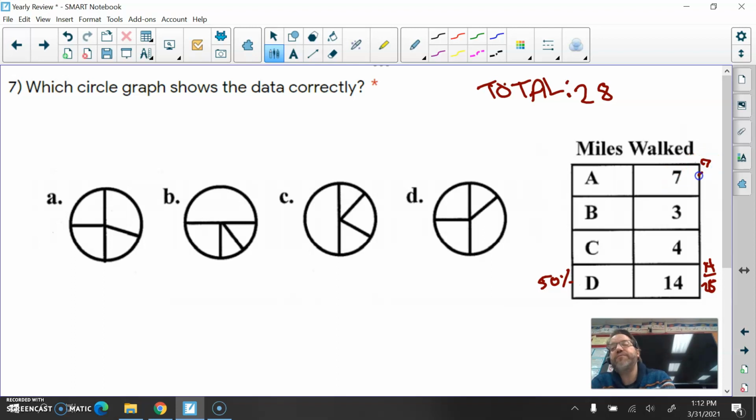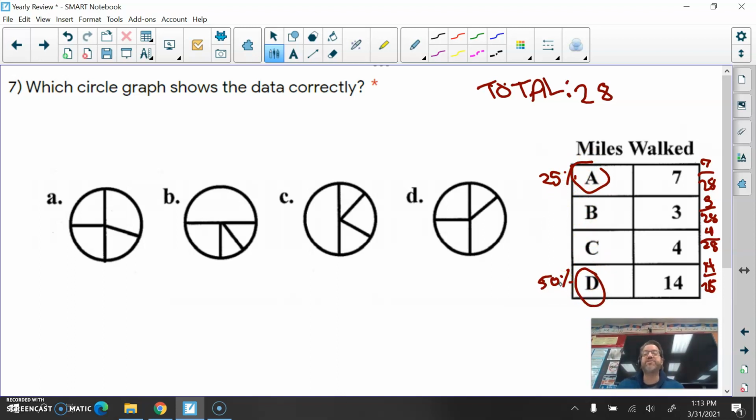7 out of 28, isn't that 1/4? 7 does go into 28 4 times. So if that's 1/4, that would be 25%. All right, this one's 3 out of 28. This one's 4 out of 28. Don't worry about those so much right now. 4 out of 28 is 1/7 if you simplify it. But these two right here are really important. A at 25%, D at 50%.